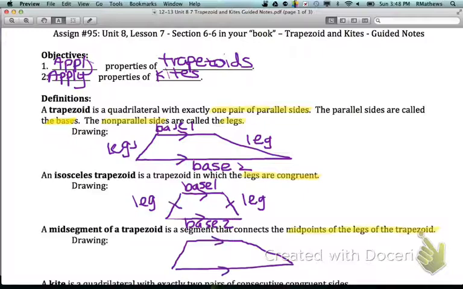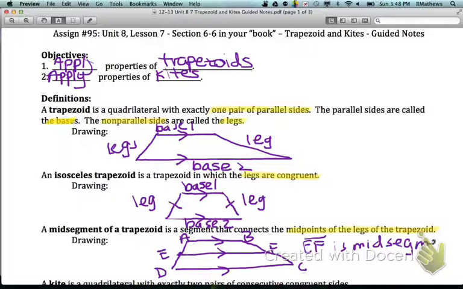So there's our parallel sides, and we'll call this A, B, C, and D, okay? And if I go to the midpoint of AD and the midpoint of BC and I draw a line, so we'll call that E and F, then EF is the midsegment, and that means it cut AD in half and BC in half. Okay, and we'll talk about a theorem that goes along with that.